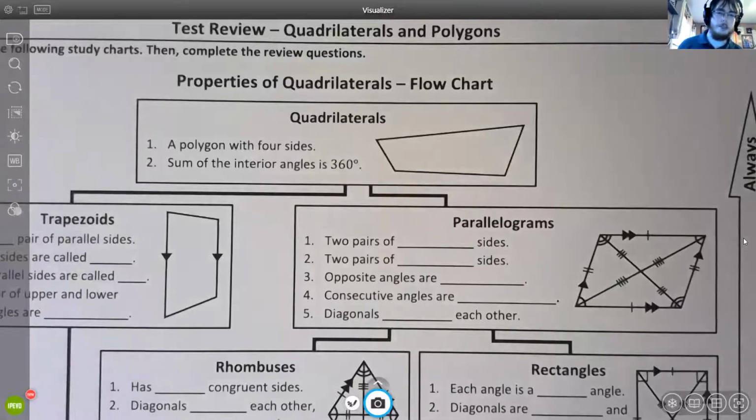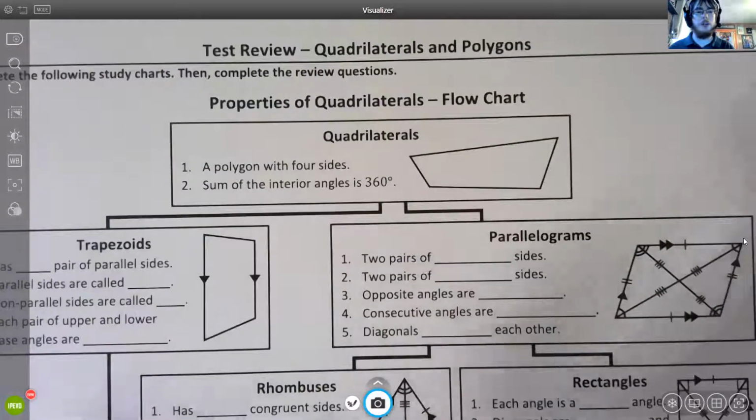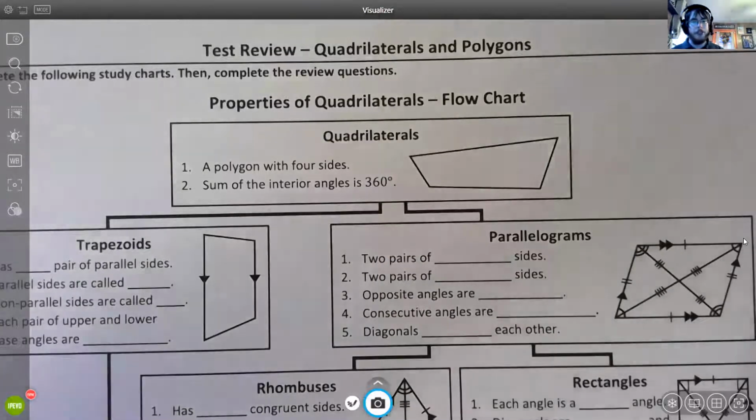Hello everyone, this is Mr. McMillan, and I'm here with a little bit of an instructional review over the quadrilaterals properties. And the main reason I want to do this is because I'm working on filling out this flow chart that will be uploaded alongside this video. That way you have access to a good study chart for your review problems, okay?